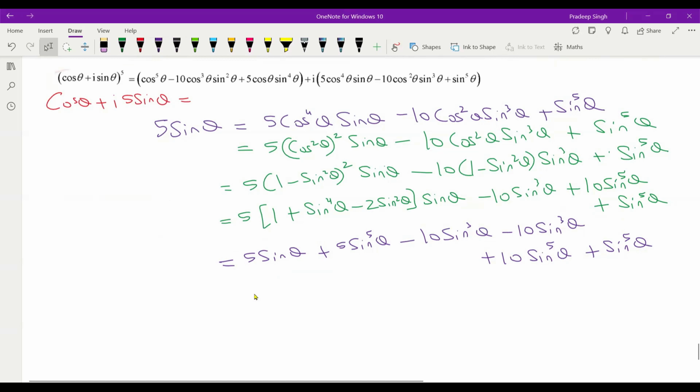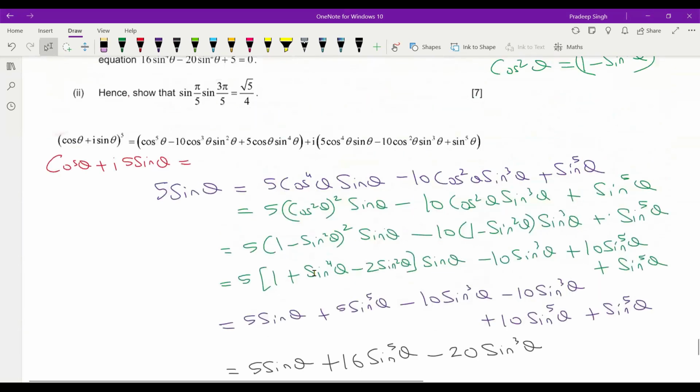We have a 5 sin theta that cannot be clubbed with anything, so we write it as it is. Now we have sin^5 theta with a 5, over here we have 10 sin^5 theta, and at the end we have a sin^5 theta. If we add all three terms, we get 16 sin^5 theta. It's basically like taking sin^5 theta as common, so we get 5 plus 10 plus 1, which gives us 16. The remaining two terms have sin^3 theta in them, so minus 10 will become minus 20. The last expression comes out as negative 20 sin^3 theta.